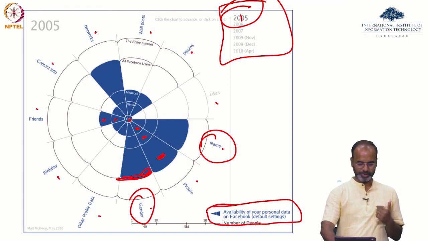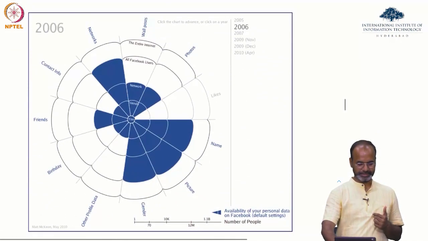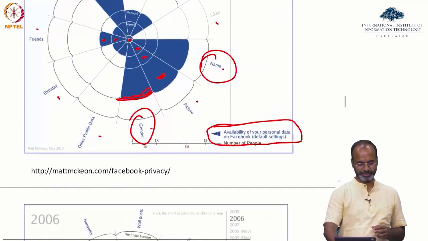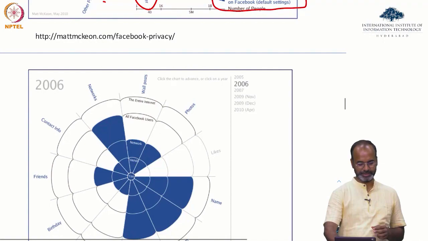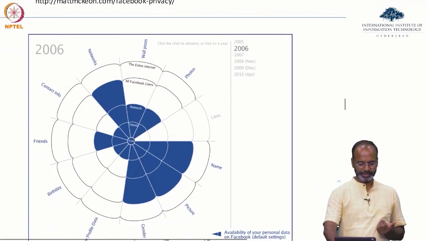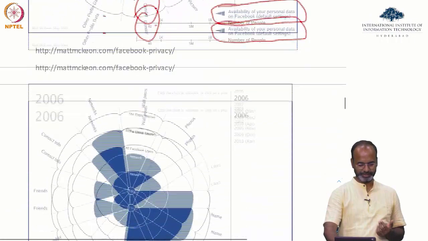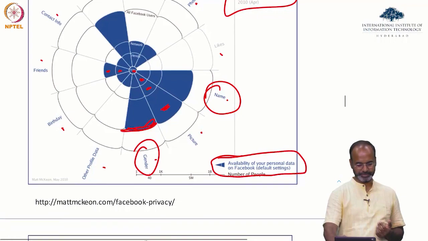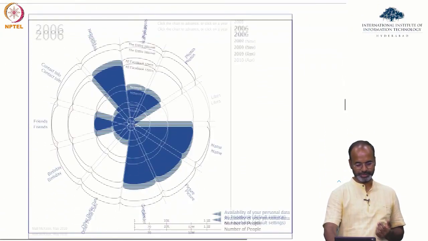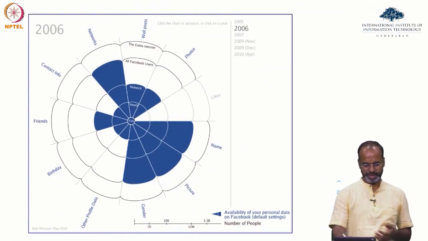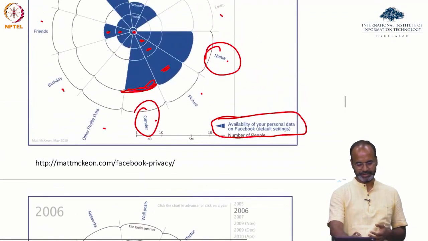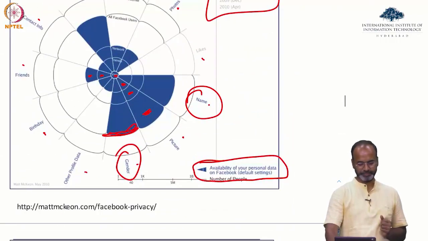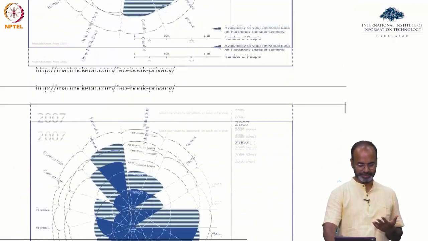Now, if you go to the next year, 2006, slight changes happen. If you look at some of these changes that are happening in 2006, a little bit of change is happening in terms of friends, right? In terms of photos, not much change. All of them, name, picture, and gender, are available to everybody. And friends, very similar. Let's jump to 2007.